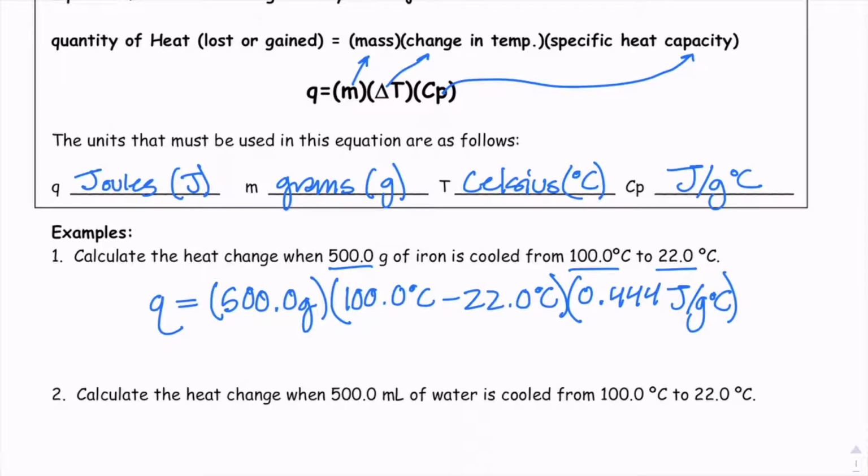So you can go ahead and plug that into your calculator. Just multiply all those numbers together, and you get 17,300 joules. So it's cooling off, so that's how much energy is released.